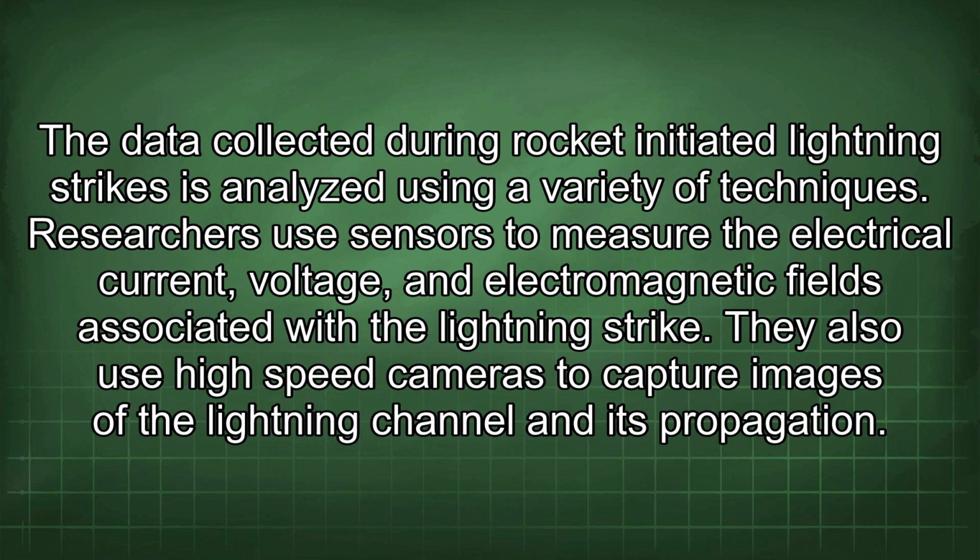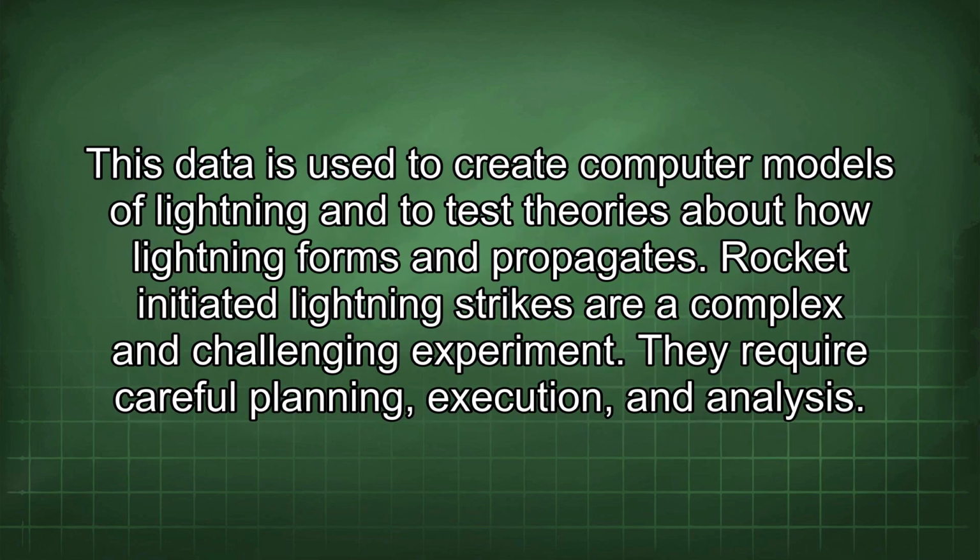Researchers use sensors to measure the electrical current, voltage, and electromagnetic fields associated with the lightning strike. They also use high-speed cameras to capture images of the lightning channel and its propagation. This data is used to create computer models of lightning and to test theories about how lightning forms and propagates.